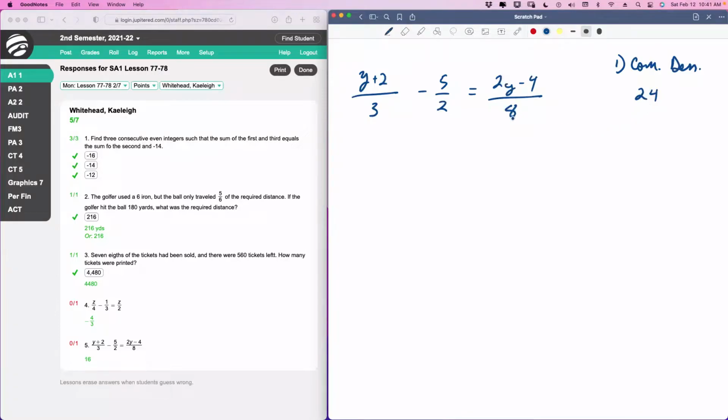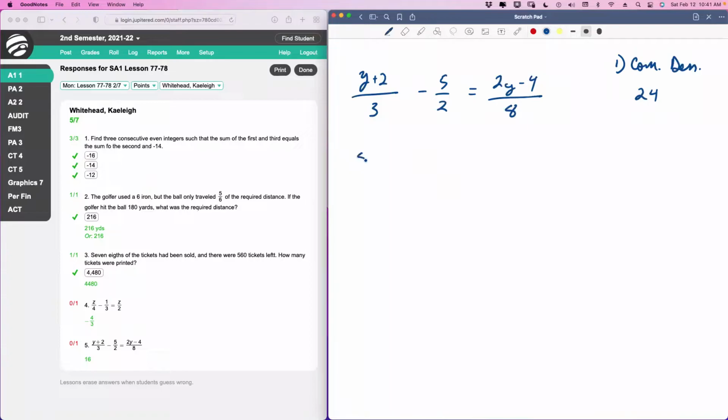Right? Because we can't multiply 8 times anything and get 12. So it has to be 24. So now we're just going to multiply this entire fraction by the number that makes this denominator 24. Just like we would for any other fractional problem, we treat it the same way. So what we do, we know we need to multiply by 8.